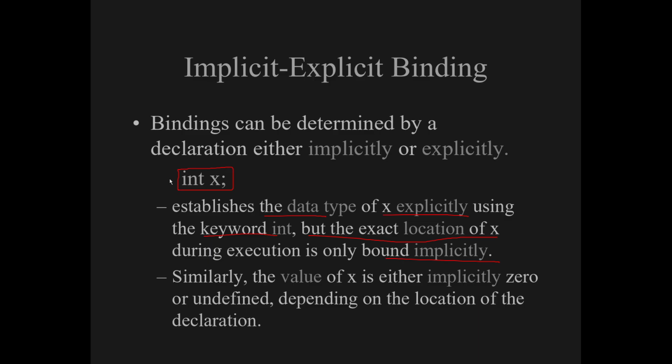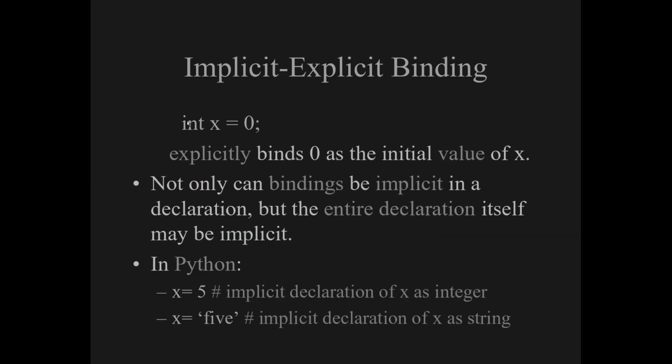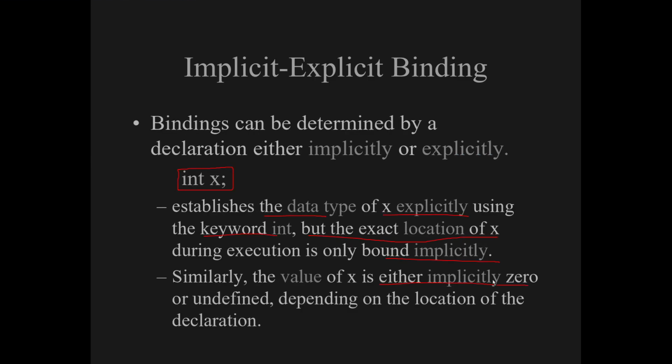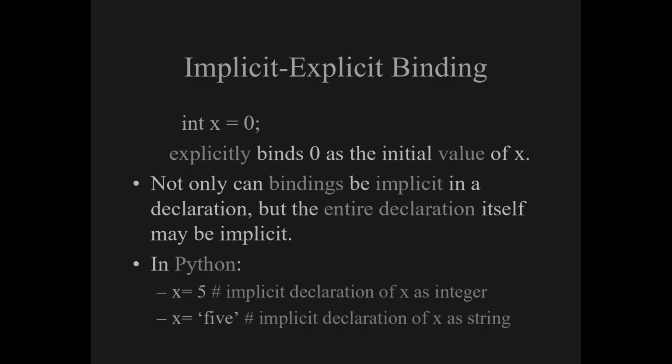So sometimes we can determine this based on the rules of the semantics of the language. Other times not so much. Anyways, this explicitly binds 0 to be the initial value of x. So now, rather than having an implicit initialization of x, you're going to have it explicitly set to be 0.